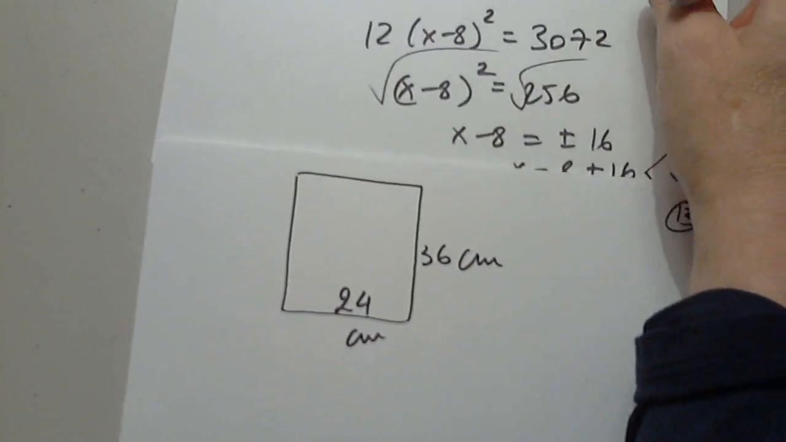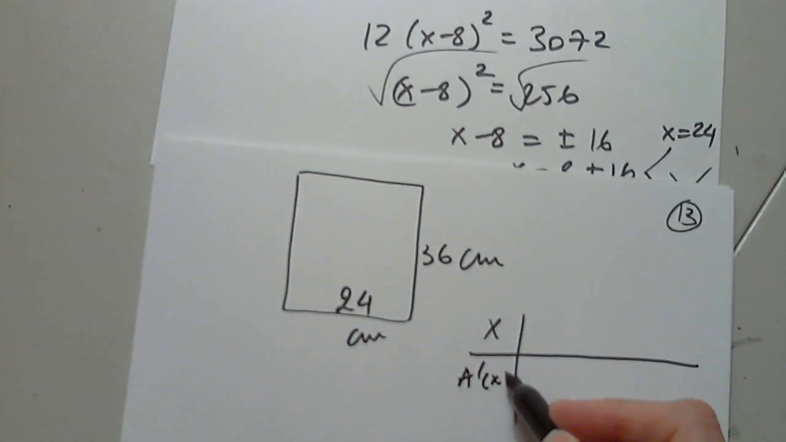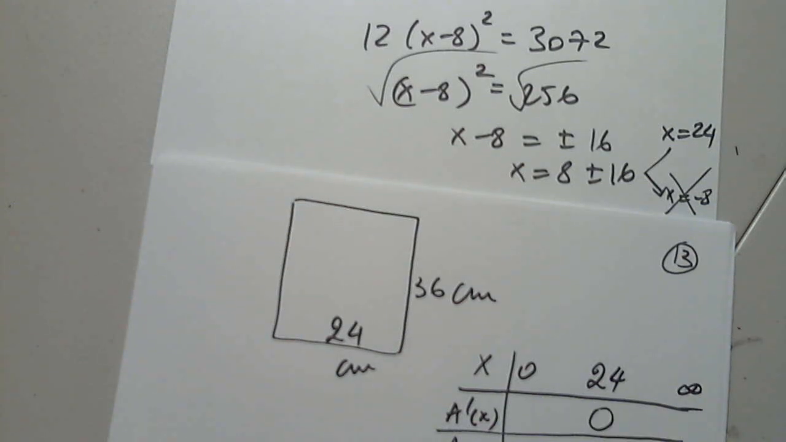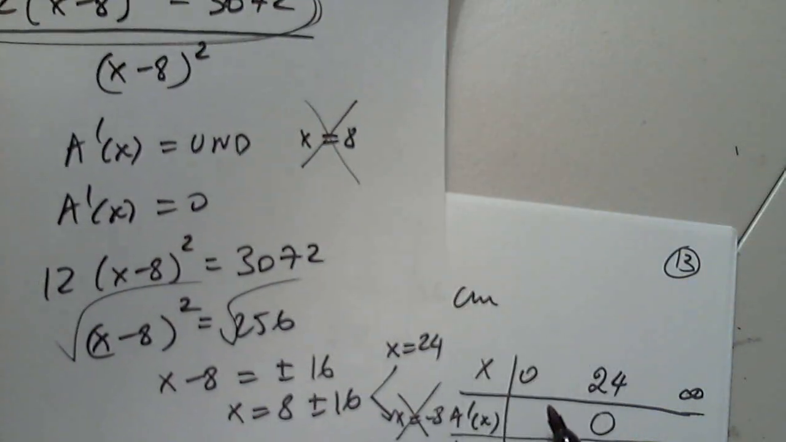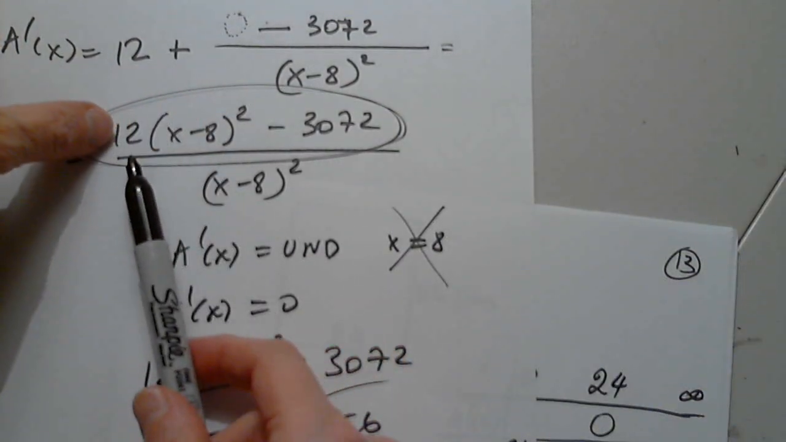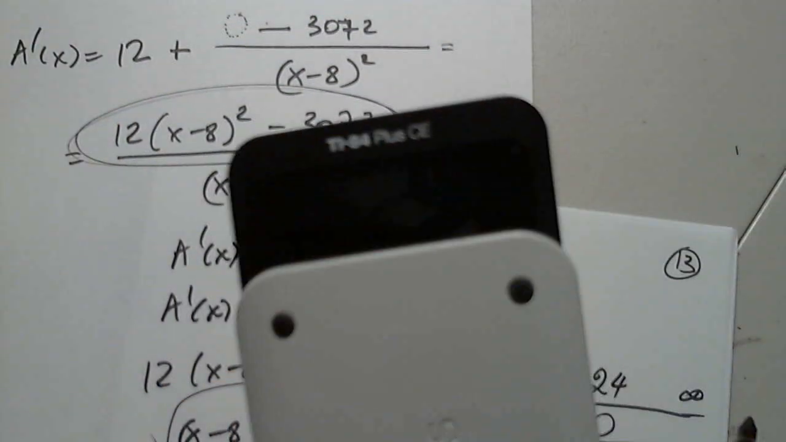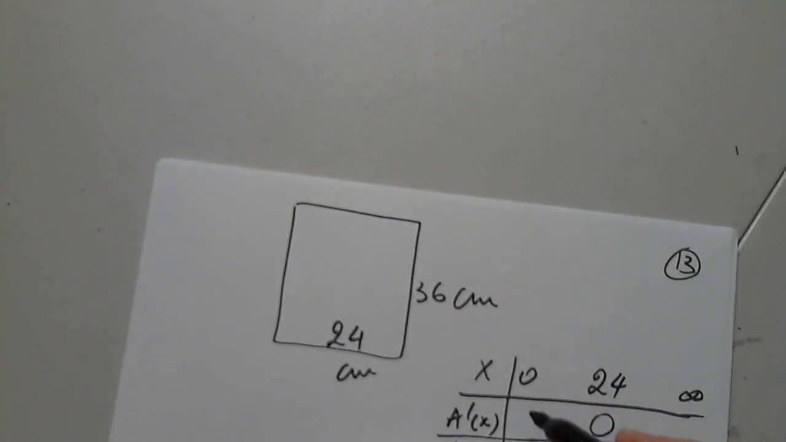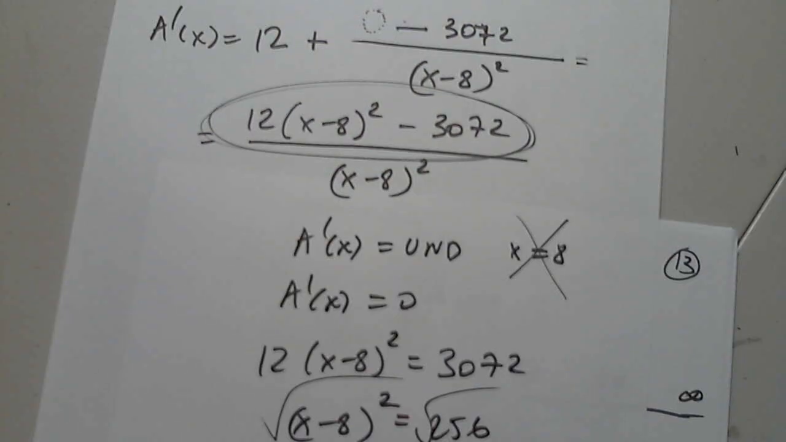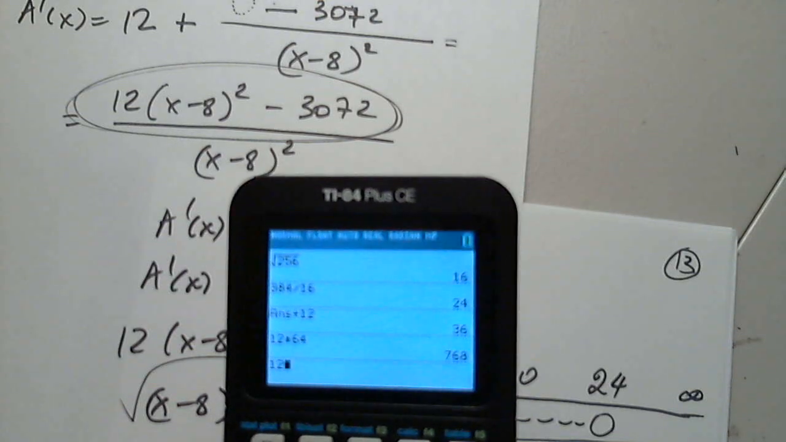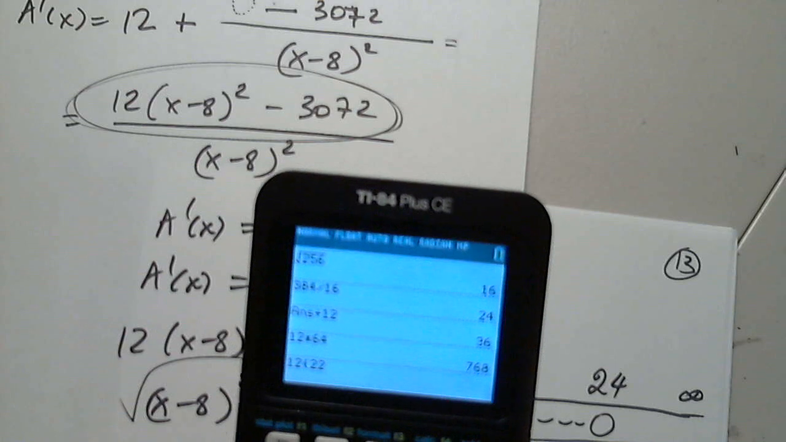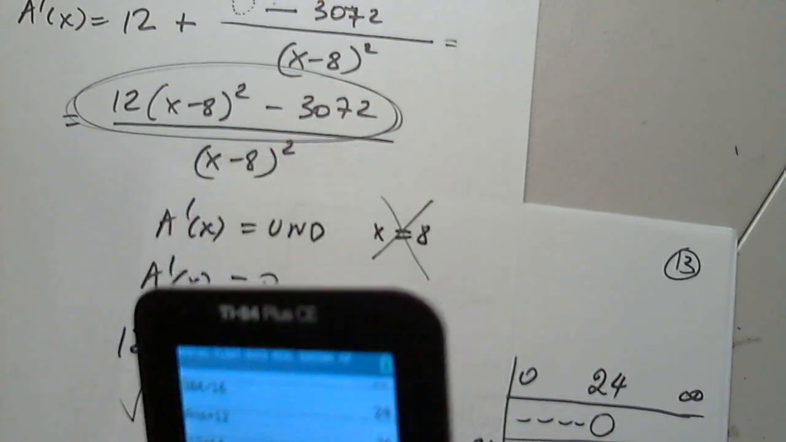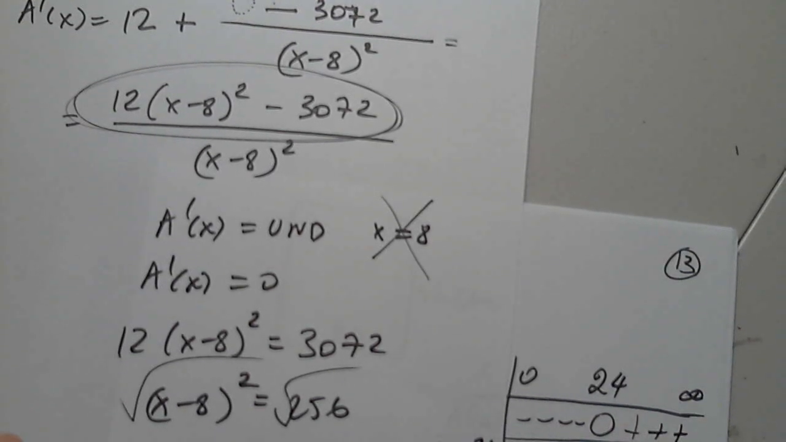So we have x, we have A prime of x, and we have A of x. So we had 24. And I go back to this ugly thing. When I plug in 0, this is 12 times 64. And I just want to see if 12 times 64 is smaller than this. Okay, so this is negative. And if I plug in 30, so 12 times (30 minus 8) is 22 squared, minus 3072. This has to give us a positive answer, and it does. So I checked everything. So this is definitely a minimum.